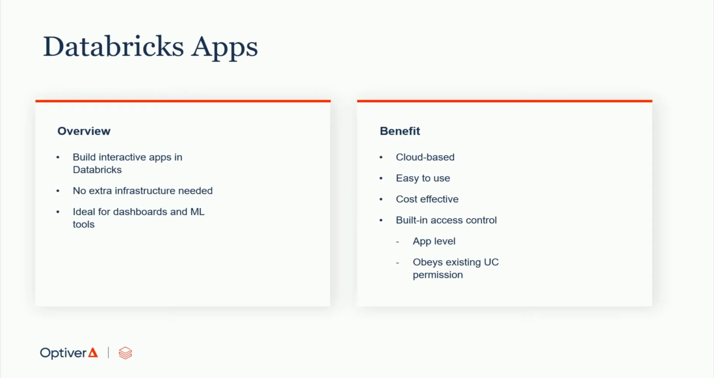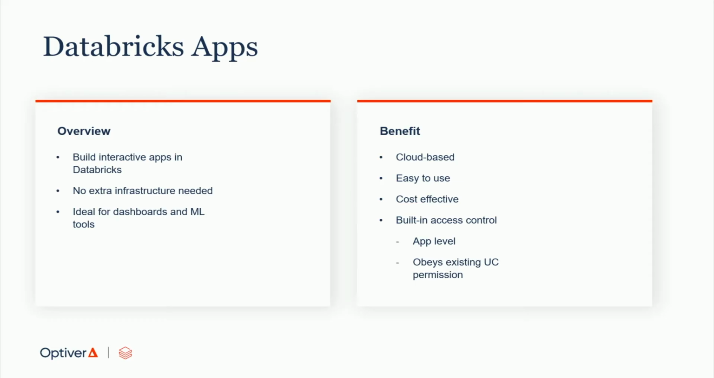Most importantly, it has good built-in access control. First of all, you can control the access on the apps level, just like how you would control who can access your notebooks or your Databricks jobs and so on. But more importantly, it respects Unity Catalog permission by default. So this is very important for us at Optiver.